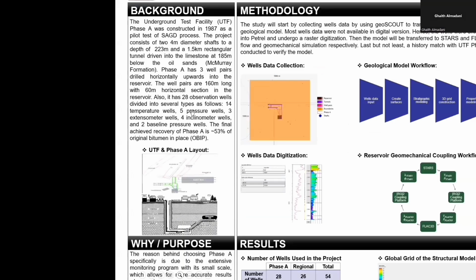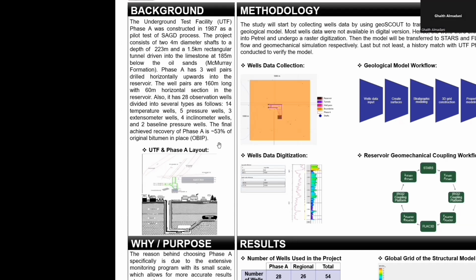The Underground Test Facility, UTF Phase A, was constructed in 1987 as a pilot test of the SAGD process. The project consists of two 4-meter diameter shafts to a depth of 223 meters, which is below the oil sands, and a 1.5 kilometer rectangular tunnel driven into the limestone, which is the formation, at 185 meters.